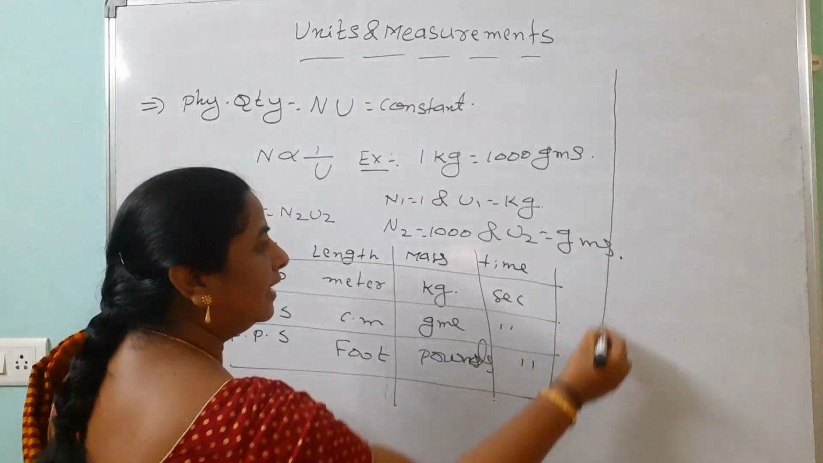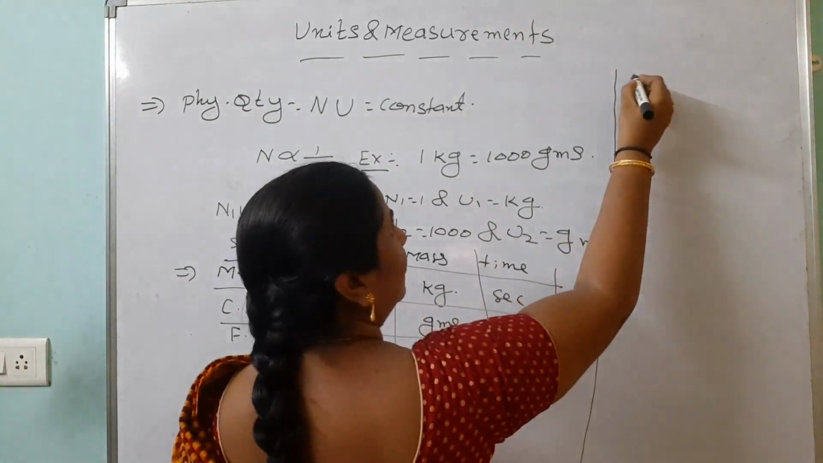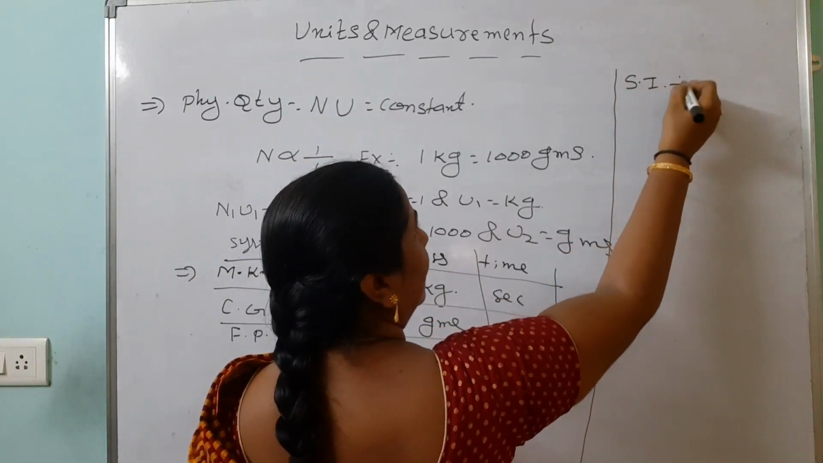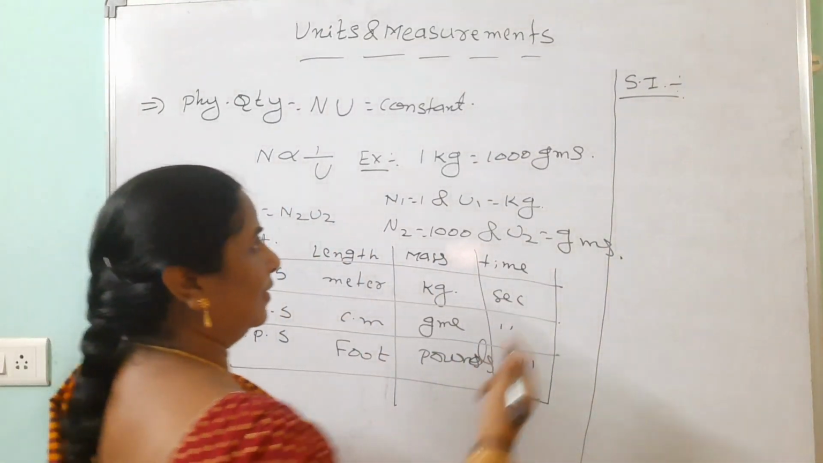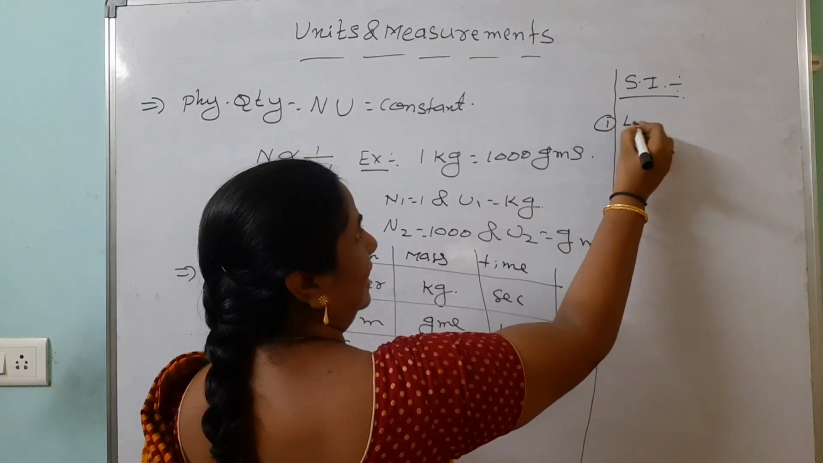Look here, according to the SI system, how many fundamental physical quantities and how many supplementary physical quantities are there? Look here, first one is length.